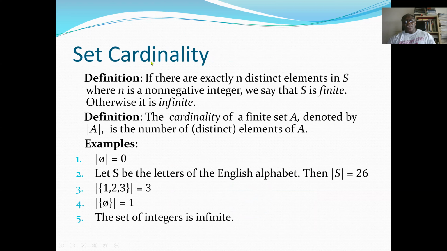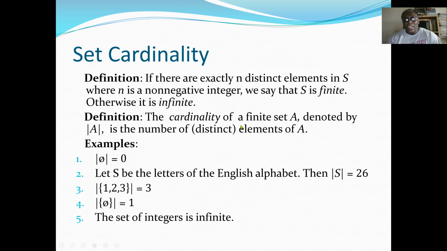Then next we talk about set cardinality. The definition says that if there are exactly n distinct elements, meaning no repetition, no duplicates, in S, where n is a non-negative integer, we say that S is finite. Otherwise, it is infinite.